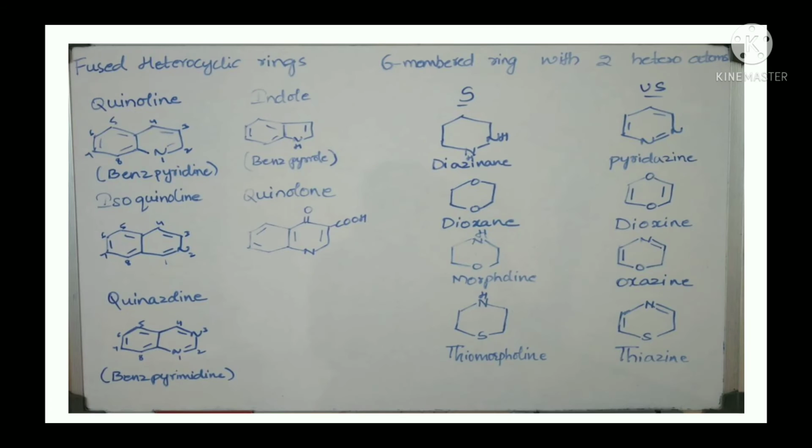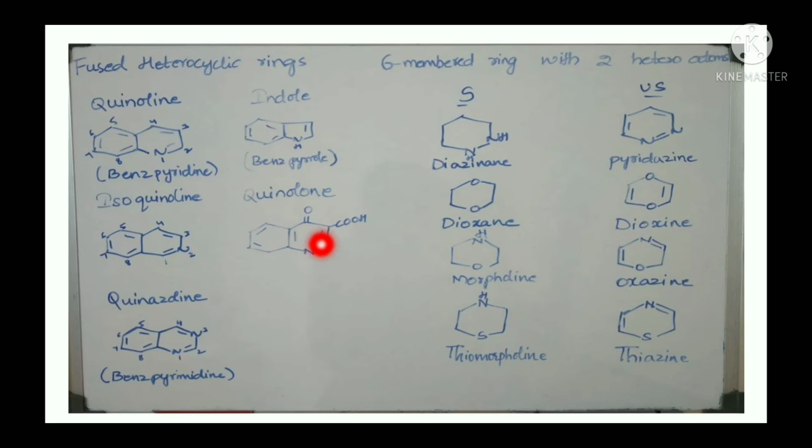And the next one is fused heterocyclic rings: quinoline, isoquinoline, quinazoline, quinolone. There is a difference between quinoline and quinolone. Quinoline is an anti-malarial drug, whereas quinolone is an antibacterial which inhibits the synthesis of nucleic acids. Fluoroquinolones, we call them.